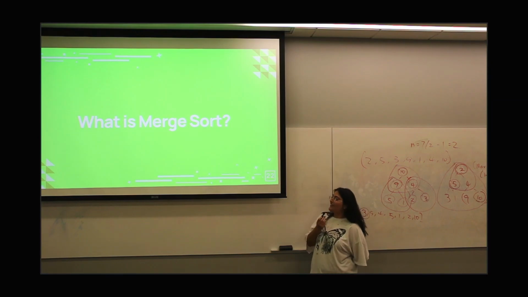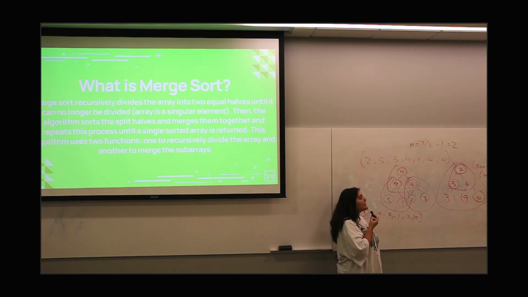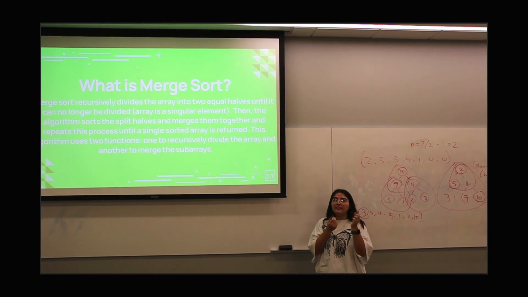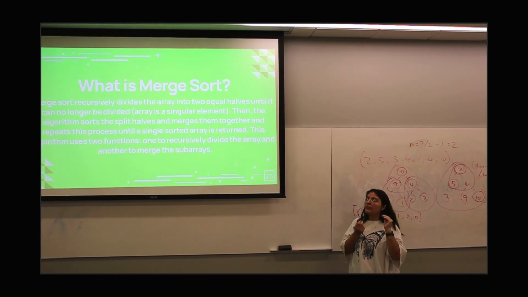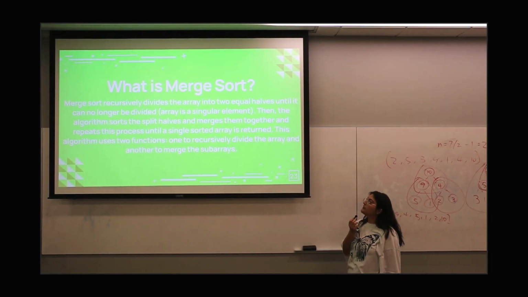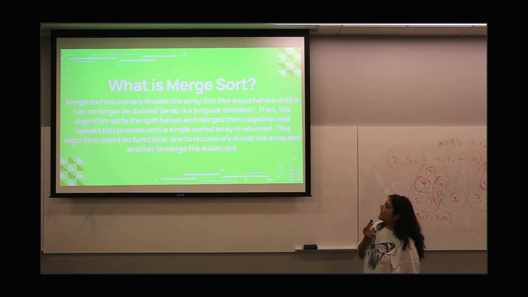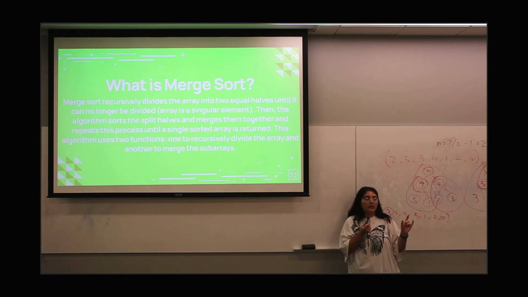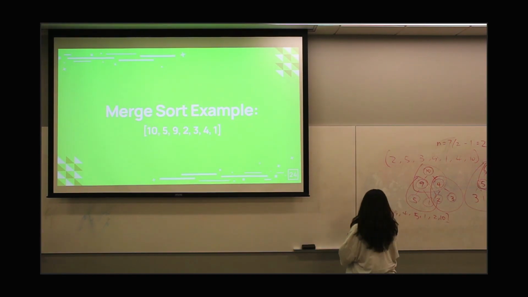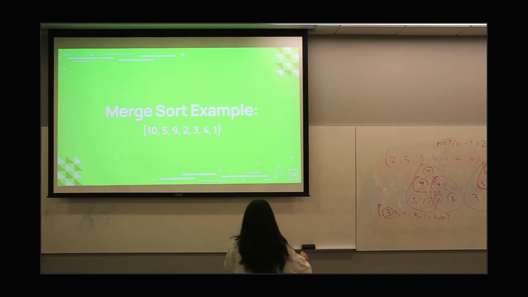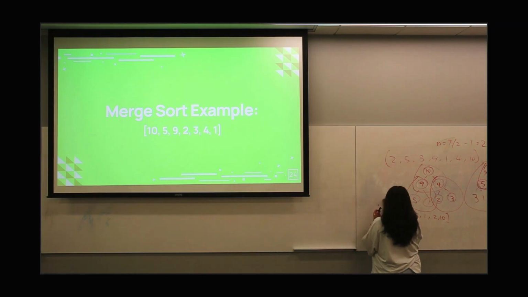All right. So merge sort basically recursively divides the array in half each time until you get it into singular elements, and then it recursively sorts by joining them together. This is done using two functions. One of them recursively divides it, and the other one sorts the arrays together. All right. So let's do an example with the same array that we've been using.